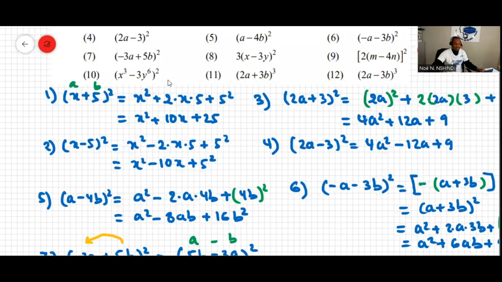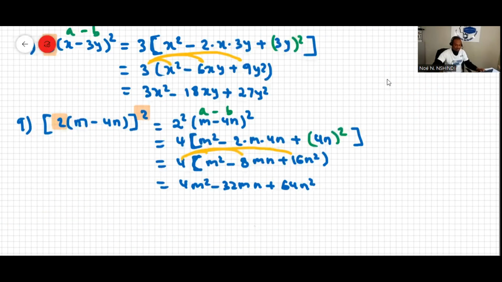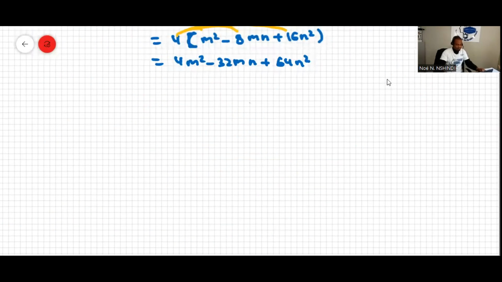Over here, we have x cubed minus 3y to the power of 6, to the power of 2. I'm going to write the question there. Question 10: x cubed minus 3y raised to the power of 6, to the power of 2. Do not let the exponents within the bracket intimidate you. The method, the formula will remain the same. Now, remember this x cubed is like a, and then 3y to the power of 6 is like b.